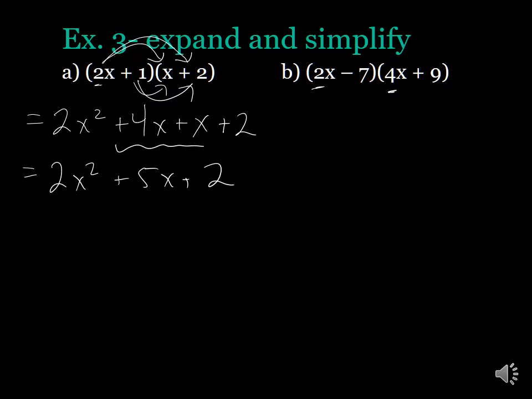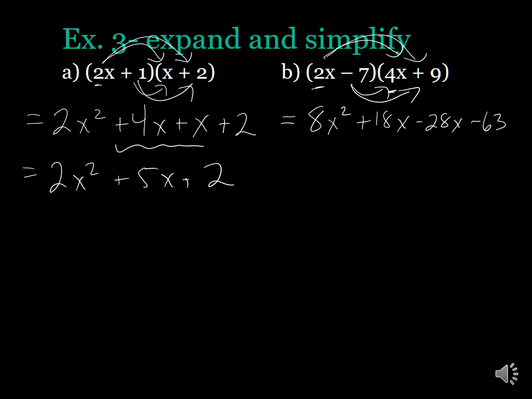B, first times first. So 2x times 4x, make sure you multiply the numbers first. So 2 times 4 gives you 8, and then x times x gives you 8x squared. Outside, 2x times 9 gives you 18x. Inside, negative 7 times 4, negative 28x. And then the last, negative 7 times 9 is negative 63.